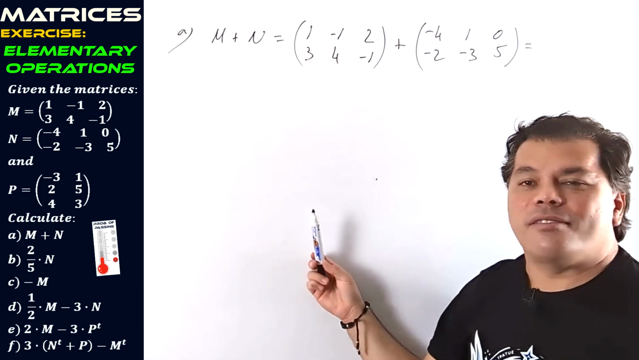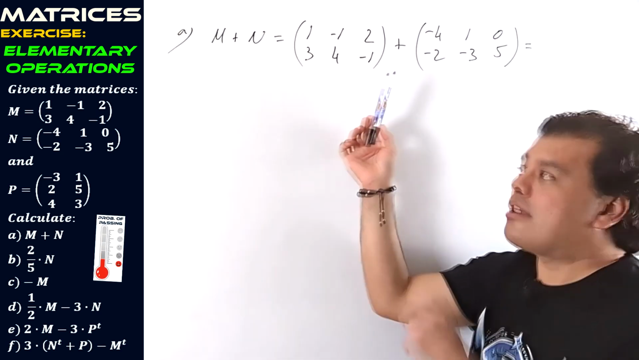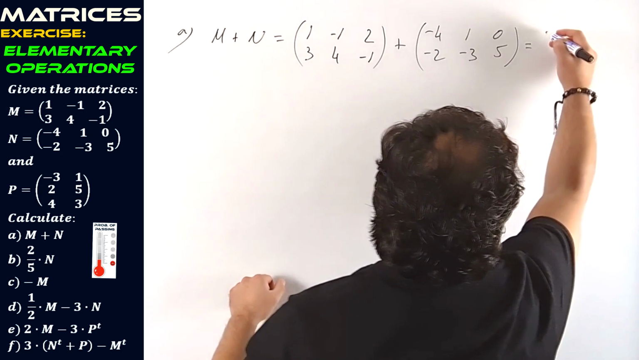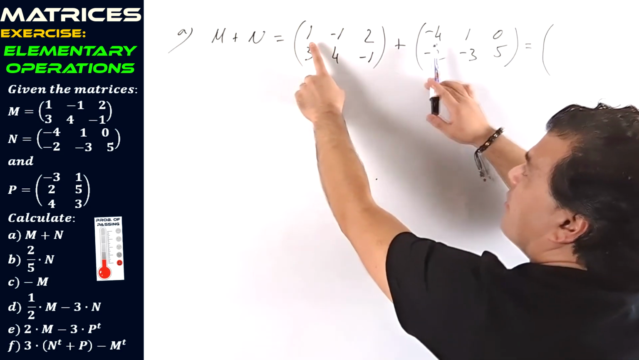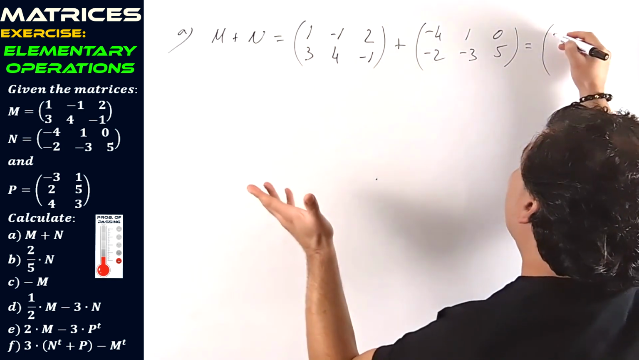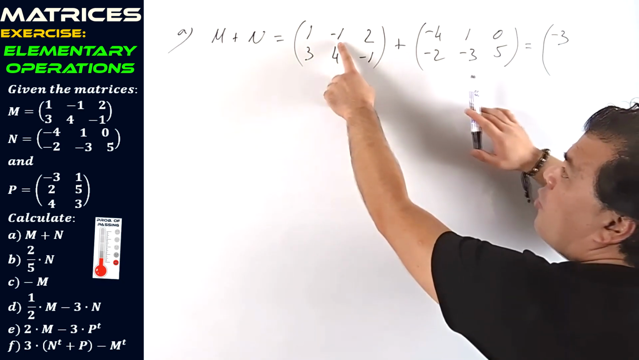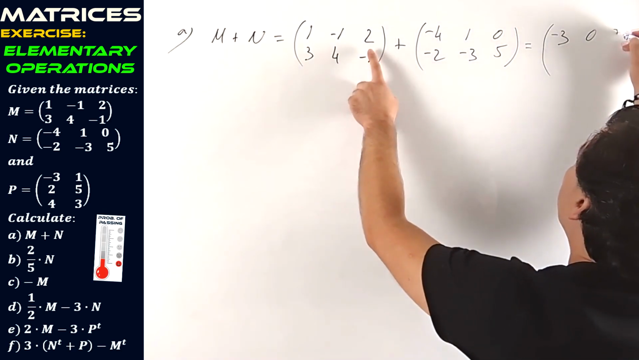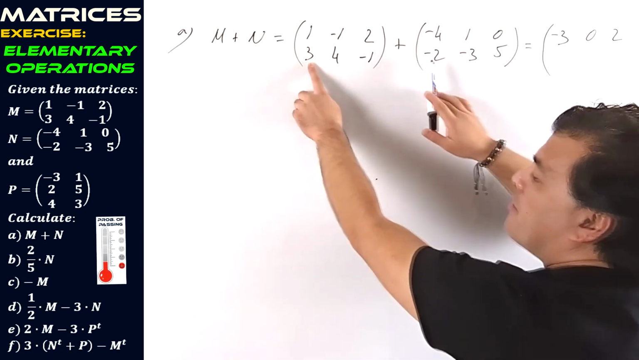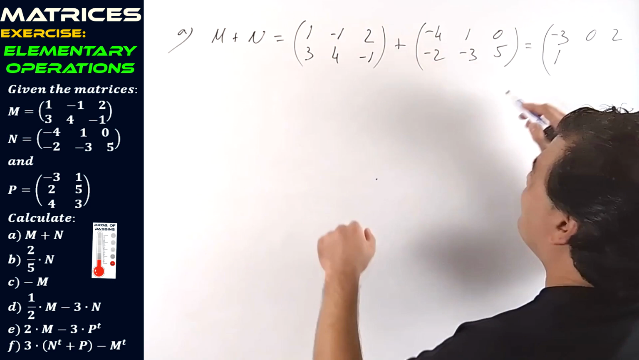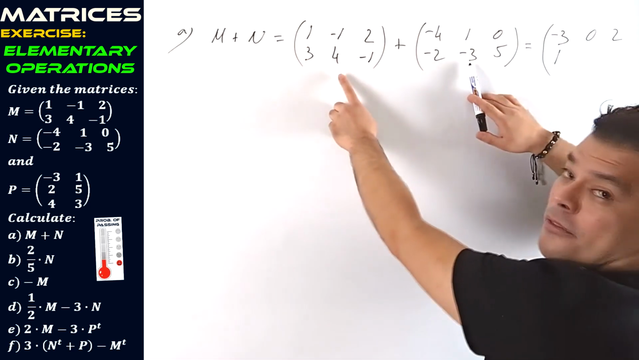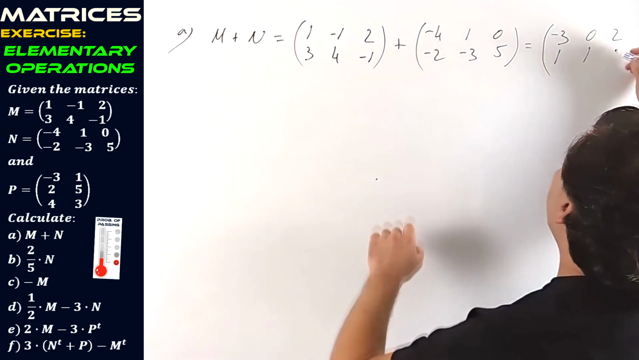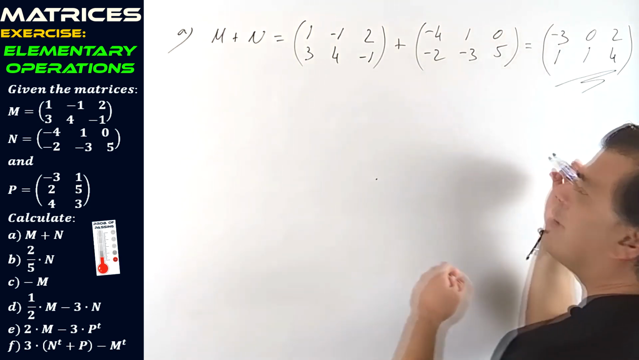The first thing I want to remind you is that you can only add two matrices if they have the same dimension. So that's the case. And there you have the solution. 1 plus -4 is -3. -1 plus 1, 0. 2 plus 0, 2. 3 plus -2, 1. 4 plus -3, 1. And finally, -1 plus 5 is 4. And this is the solution.